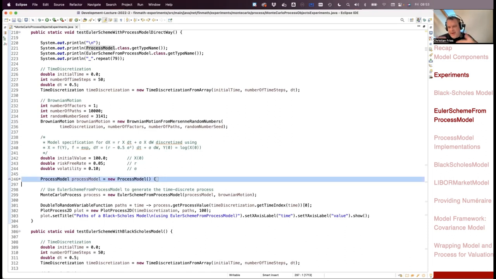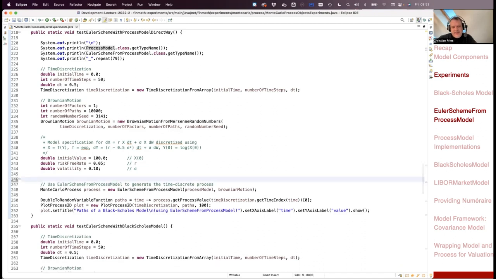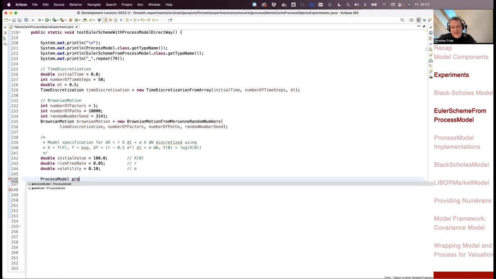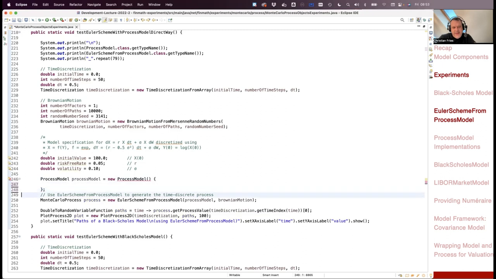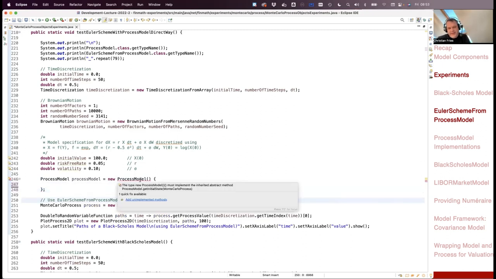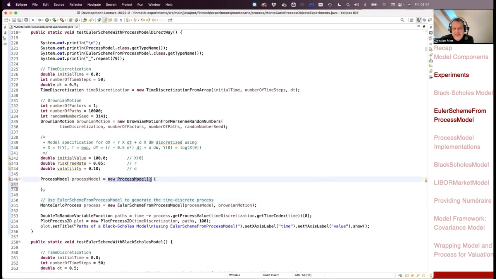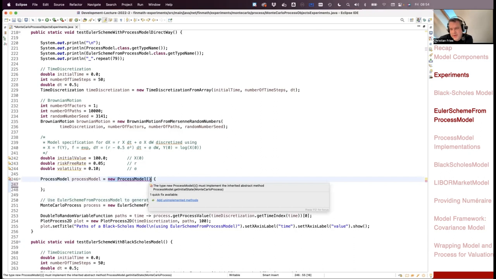Now there's a nice thing here. I should implement a class implementing this interface. But if you just write process model, this is an interface, and you cannot create an object via new from an interface, because it does not know the implementation. But if you do this, you can just provide the implementation inline. So you see, it will create inline a so-called anonymous class, an inner class. So I can just implement this class here instead of creating a separate file.